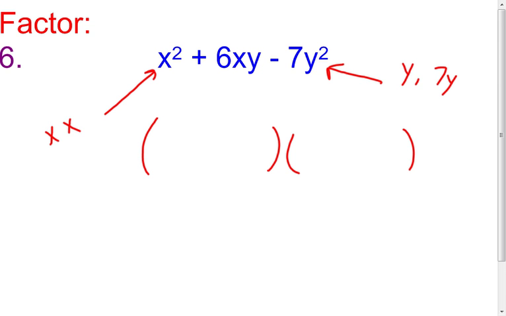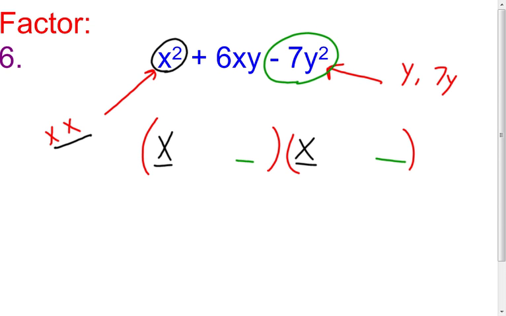My two fronts, this times this, have to make x squared. So I only had one choice over here. They were x and x. Okay. My two backs, this and this, have to make negative 7y squared. I only have one choice, y and 7y. When it's a negative here, you need to have one positive and one negative. Okay, so let's try this.